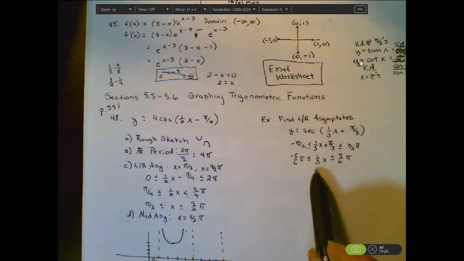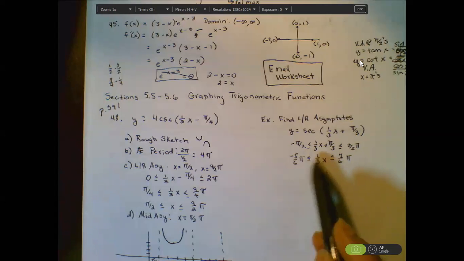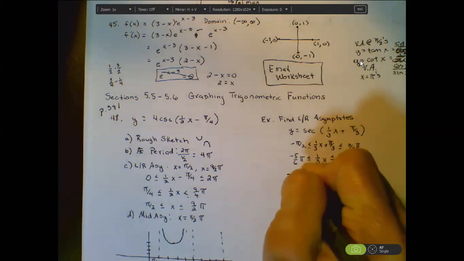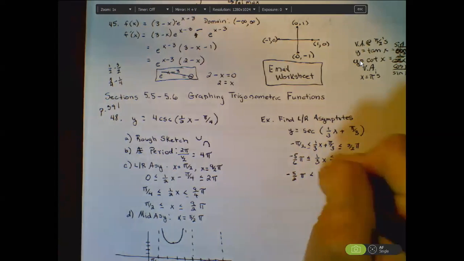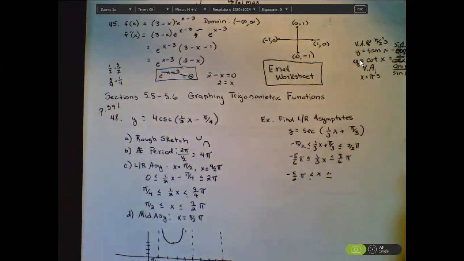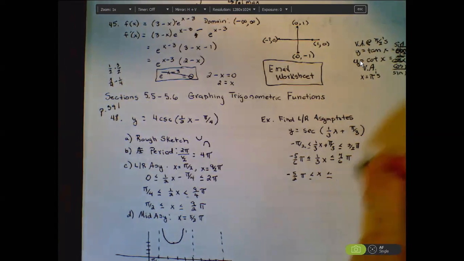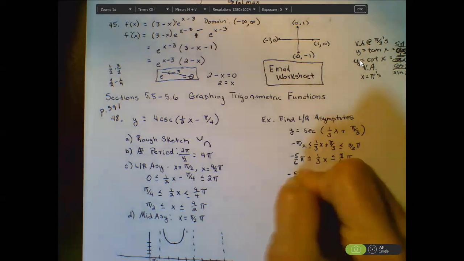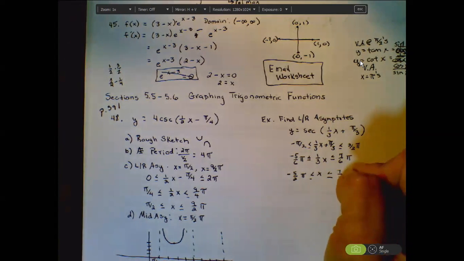And then dividing by a third is the same as doing what? Multiplying by 3. So multiply all 3 sides by 3. Negative 5 halves pi is less than x is less than. By the way, it doesn't matter if you write less than or equal to. I'm just solving this inequality to get my 2 asymptotes.